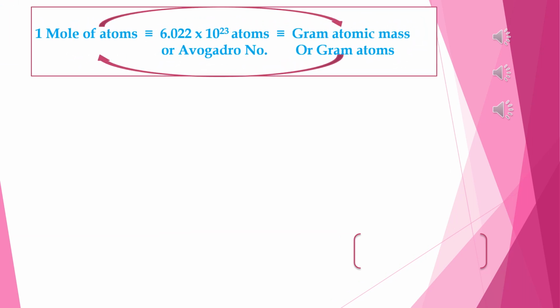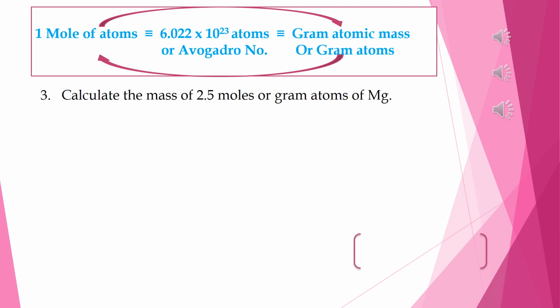Here comes the second case, which is the relationship between moles of atoms with gram atomic mass. So in the first numerical, we have to find out the mass of atom, and in the second numerical, we have to find out the number of moles from the given weight. So first numerical is, calculate the mass of 2.5 moles of magnesium.